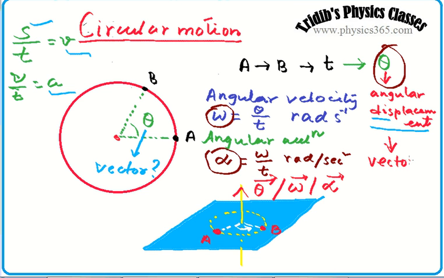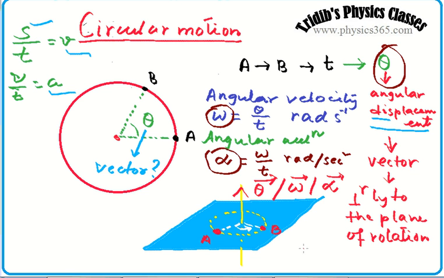So above all, what we can conclude is that this can be considered as a vector. And if it is a vector, it should have direction. The direction will be perpendicular to the plane of rotation and along the axis.